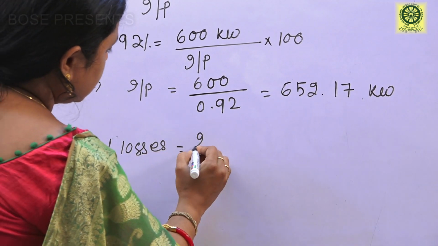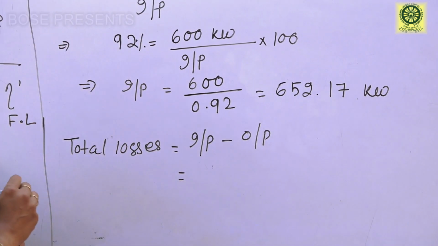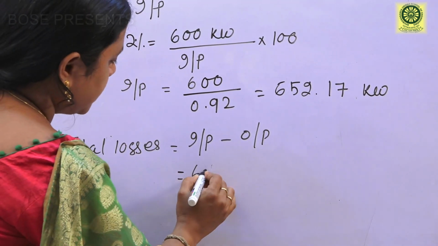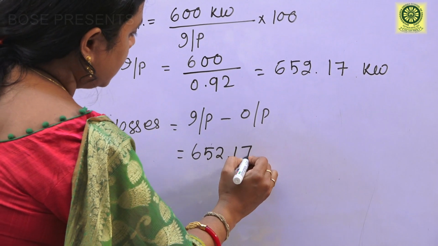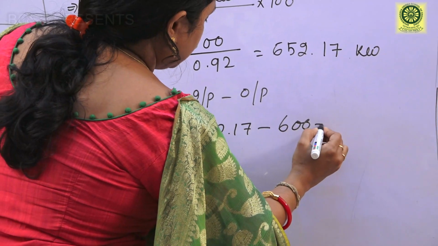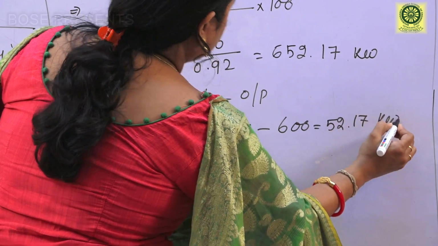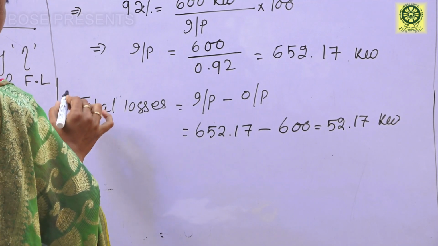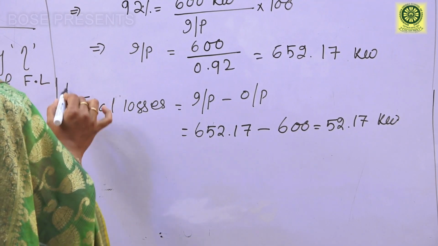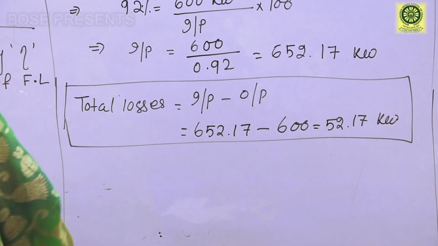Therefore, what is the total losses? We know the total losses is input minus the output. See, the input is 652.17 minus the output 600. So the losses is 52.17 kilowatt. This is the total losses for full load.